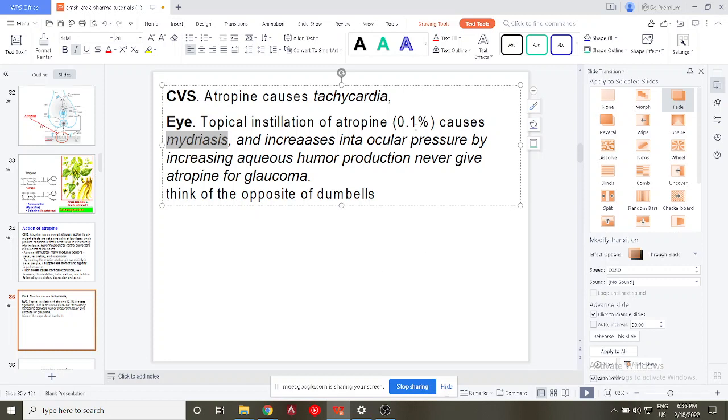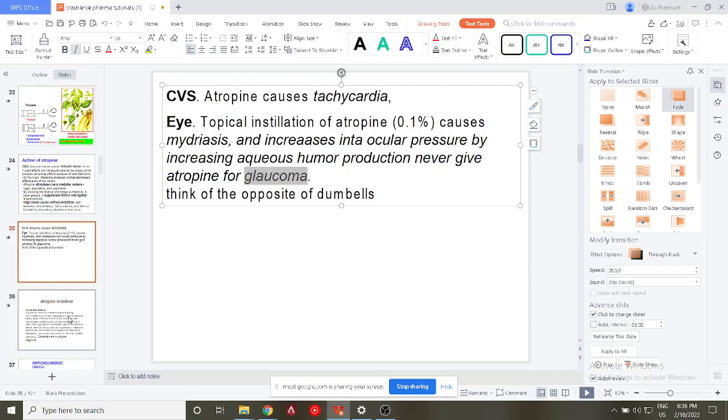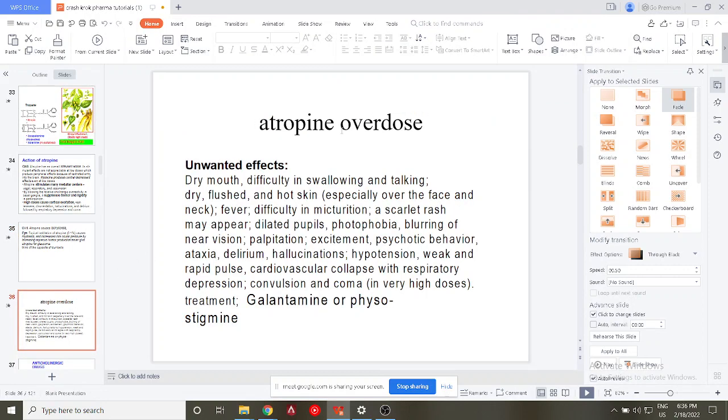Atropine is going to increase intraocular pressure and also increase aqueous humor production. So never ever give atropine to people with glaucoma. Take notes. Don't ever give atropine to people with glaucoma. Okay, so now we're going to talk about atropine overdose.